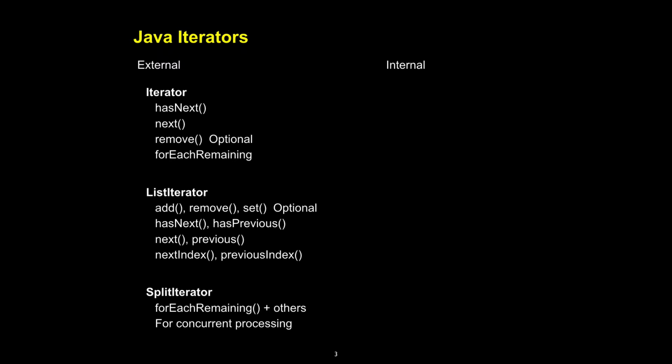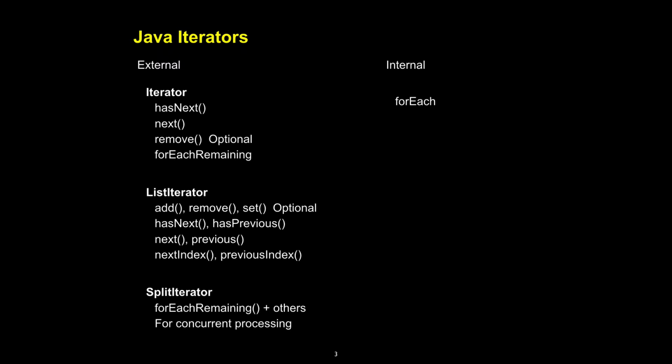And then there's a split iterator, and that deals with concurrent processing, so we won't worry about that. But there's also another type of external iterator, which I won't talk about here, and that is readers and writers. So I can have a reader or writer on a string and then cycle through them. That's also a form of an iterator because it allows you to cycle through the elements of a collection. But this is slightly more common.